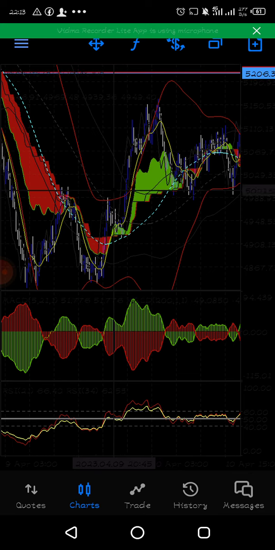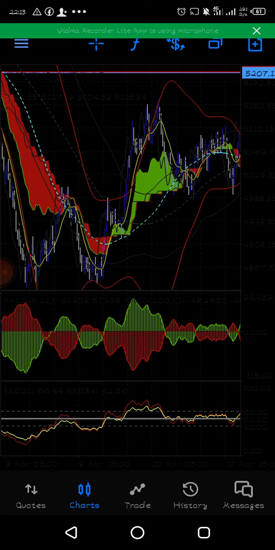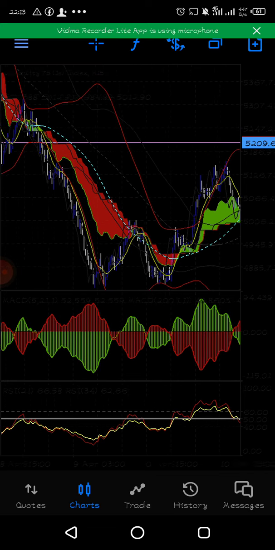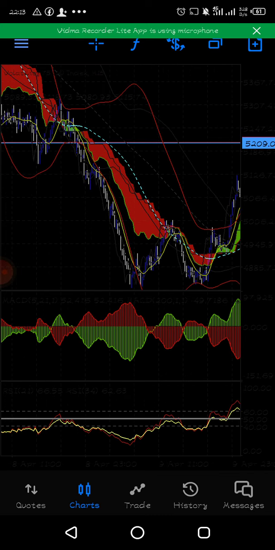Before I even talk about the time to buy or sell, what are the indicators I'm using? I'm using the Bollinger Bands here. I'm using the Ichimoku. Then I'm using the RSI. But for the sentiment indicator, whoever needs that or whoever needs the combination should DM me in my Telegram channel.